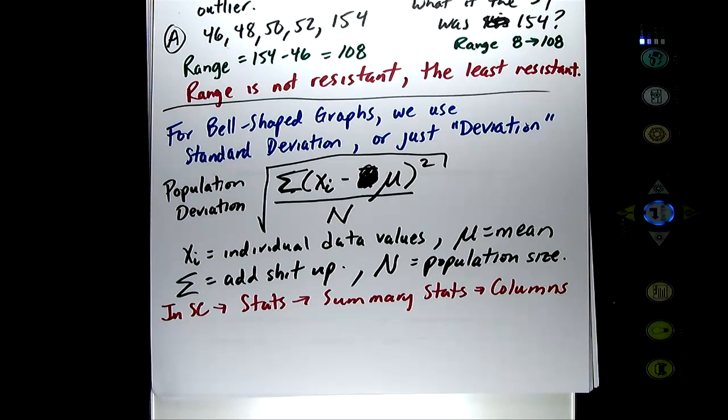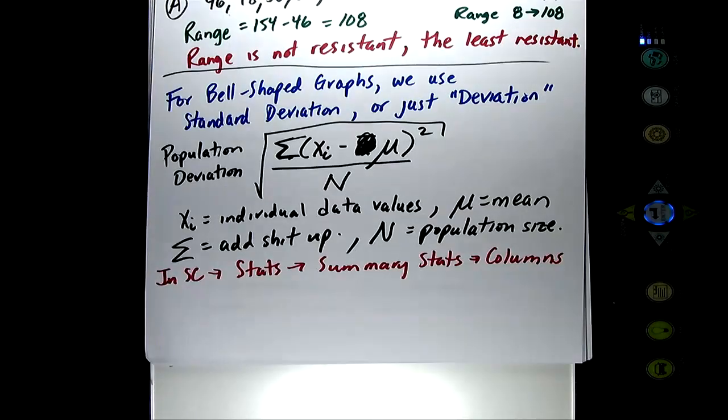So basically, we do this. We're going to do it with like 200 people, and we'll find the standard deviation for height. We'll do that in a second. Now, the sample deviation is a little different.